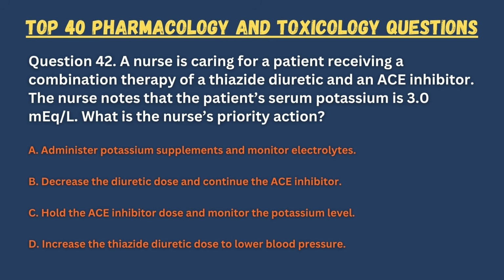Question 42. A nurse is caring for a patient receiving a combination therapy of a thiazide diuretic and an ACE inhibitor. The nurse notes that the patient's serum potassium is 3.0 milliequivalents per liter. What is the nurse's priority action? A. Administer potassium supplements and monitor electrolytes. B. Decrease the diuretic dose and continue the ACE inhibitor. C. Hold the ACE inhibitor dose and monitor the potassium level. D. Increase the thiazide diuretic dose to lower blood pressure.